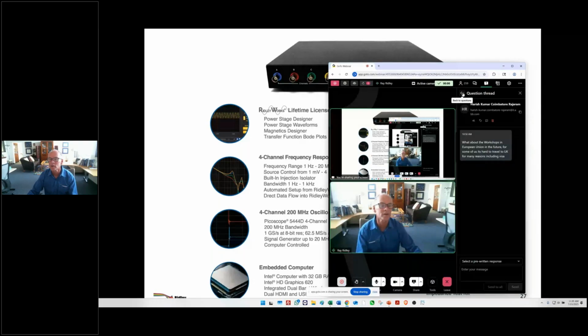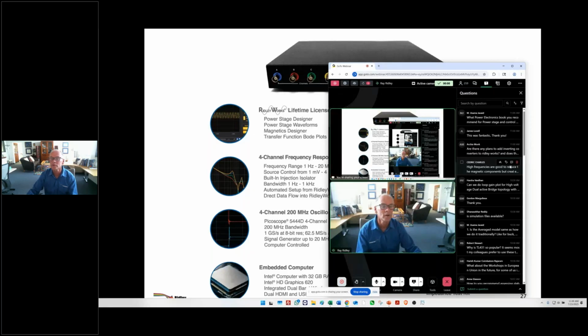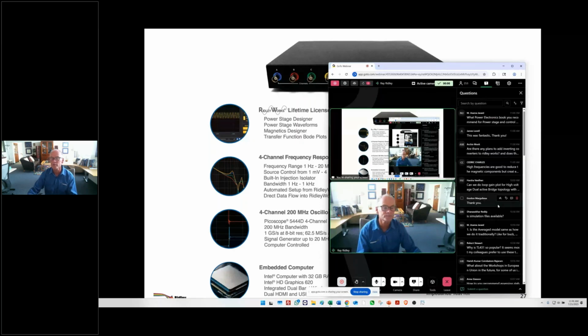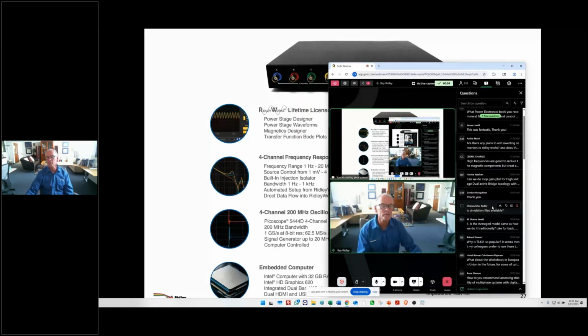Can we do loop gain plots for digital control using a frequency response analyzer? Probably. I'd have to see your schematic to answer that, but normally you can get at the loop gain. Simulation files, you get all these sim files when you get RidleyWorks. There are student versions available.